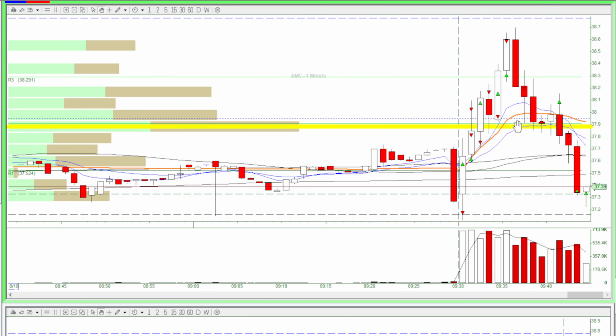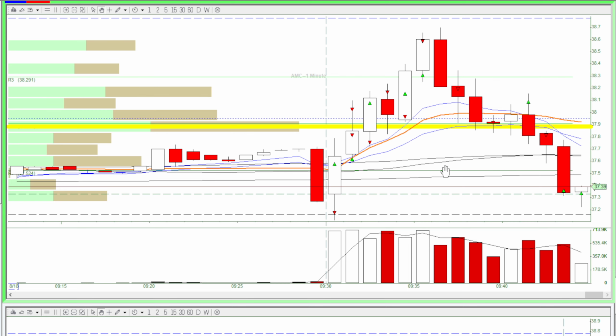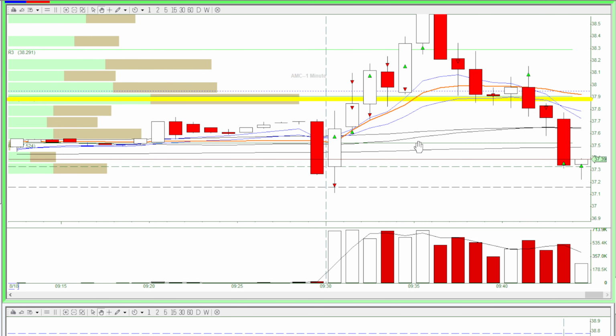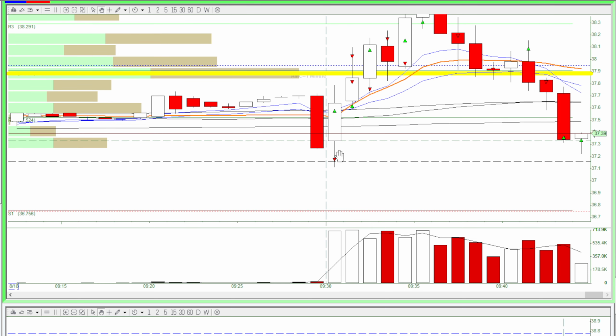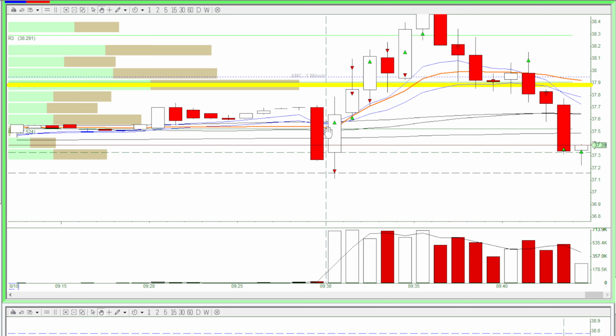Today I traded AMC in the simulator. On the first minute, the stock started dropping and I chased the stock by shorting it, and the stock actually trapped me and squeezed up and got me stopped out. This was a really bad trade.